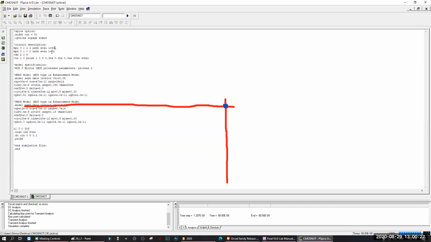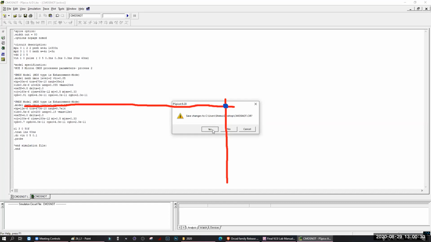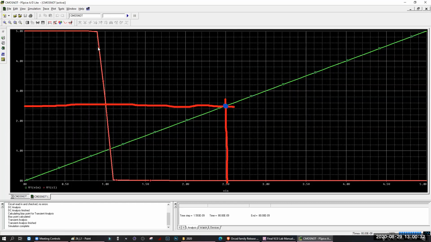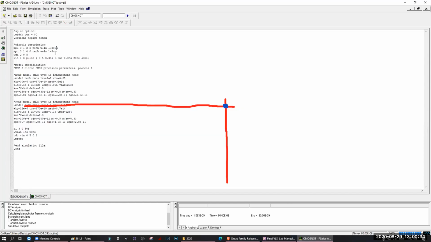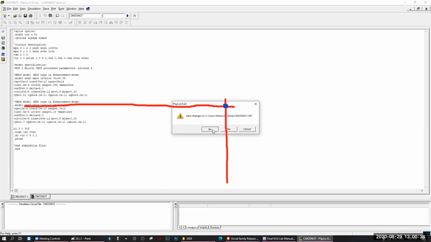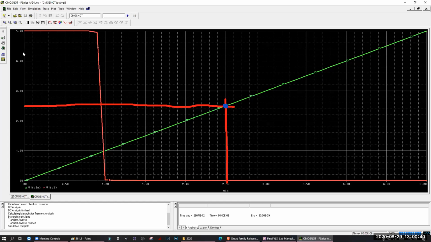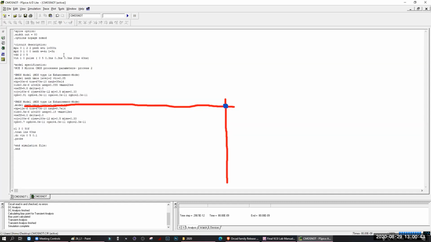enough. If you make it 300, like this, right? Not good. If you make it 2, let's see. Again, not good. If you make it 12, and if you make it 3, that is the best one.